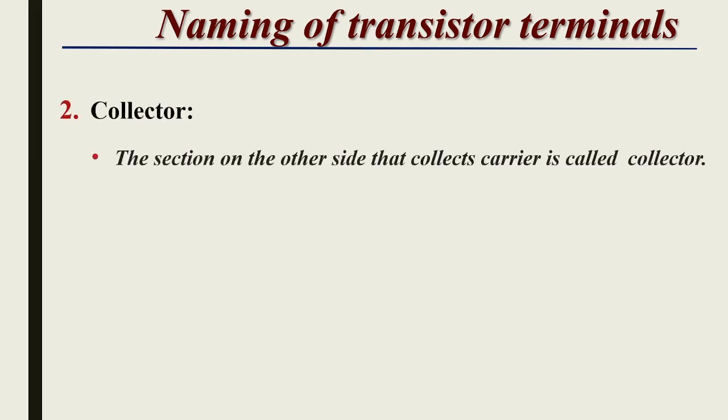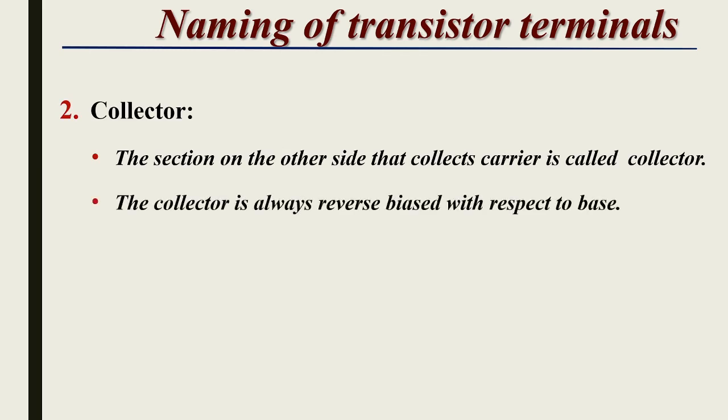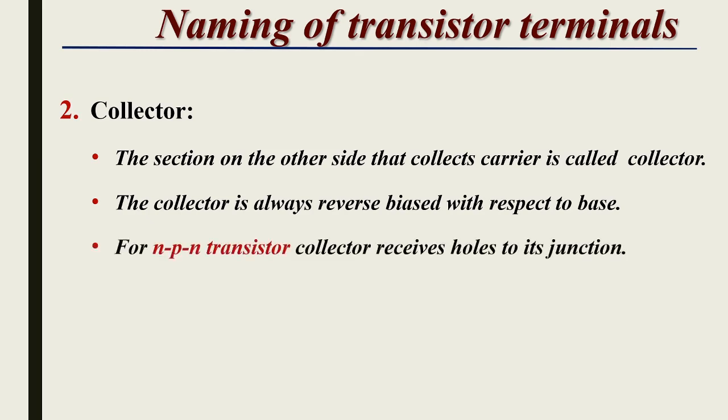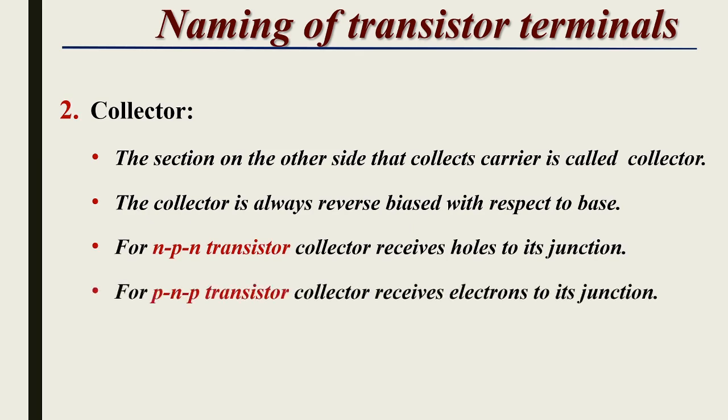The second terminal is the collector. The section on the other side that collects the carriers is called the collector, and the collector is always reverse biased with respect to the base. For an NPN transistor, the collector receives electrons at its junction, and for a PNP transistor, the collector receives holes at its junction.